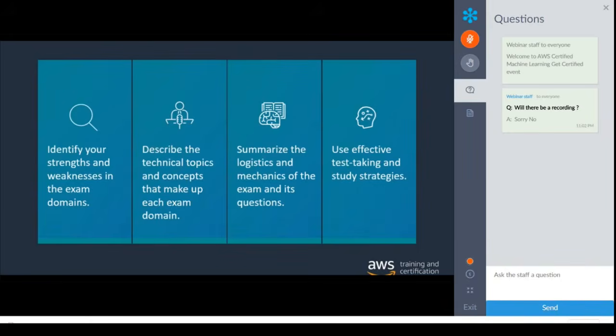We're going to go through that pretty quickly because I'm going to guess anybody who's looking at this specialty has already taken Architect Associate, possibly Architect Pro, maybe Developer and DevOps. So yeah, you've probably seen an exam before. And yeah, being effective with your test taking as well as your study strategies.